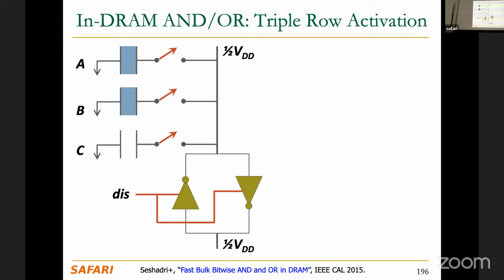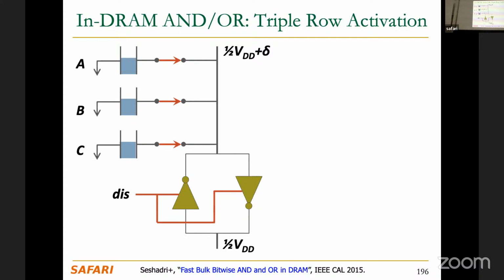If you activate all of the 3 DRAM rows, or you read all of the 3 DRAM rows at the same time, the charge that is stored in these 3 DRAM rows at the same time is going to perturb the bit line to a voltage level, which is delta.